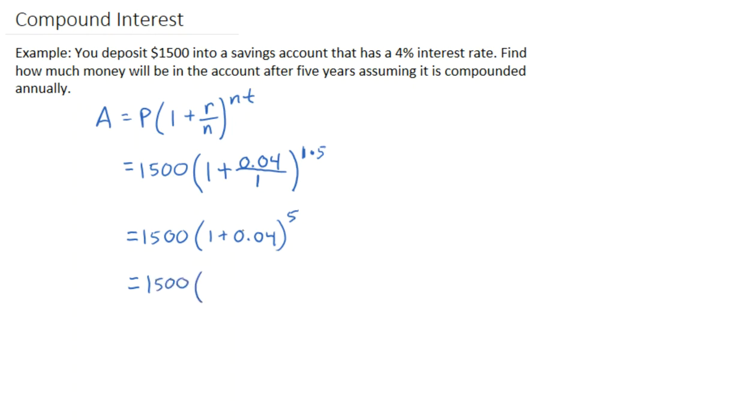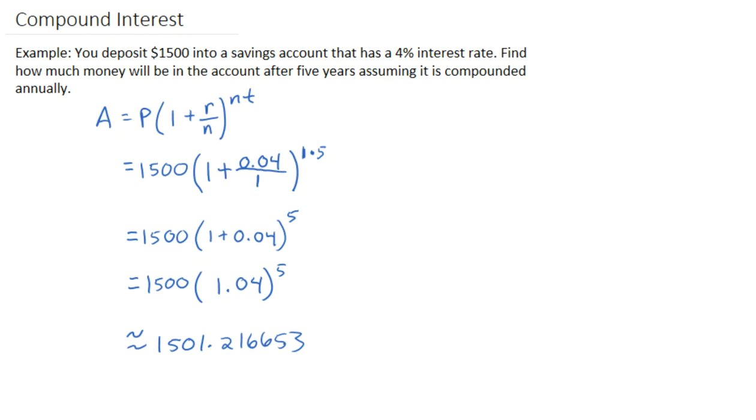1500 times, now 1 plus 0.04 is just going to be 1.04 to the 5th power. And then at that point, I would switch over to using my calculator. When I do that, I'm going to get that this whole mess is approximately 1501.216653. And of course, that's where my calculator stops, but the number goes on.